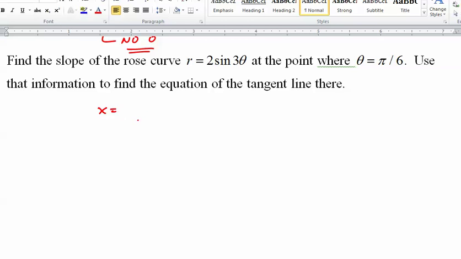X equals that function, 2 sine of 3 theta times cosine of theta. Y equals 2 sine of 3 theta times sine of theta. I've got to be careful with these dots because I just turned one into a subtraction a few minutes ago. And let's do it where theta equals pi over 6. So we take dy d theta over dx d theta, blast it out. Not in the mood to do it right now.